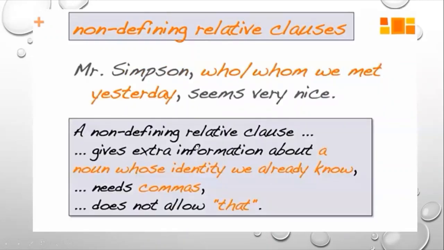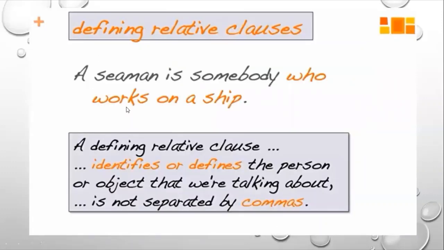In the case of a defining clause, we have here examples. A seaman is somebody who works on a ship. Who works on a ship is the definition of this someone, the seaman, right? So here we're not using commas, we're not using any of that, guys. So I think this is 100% clear, isn't it?